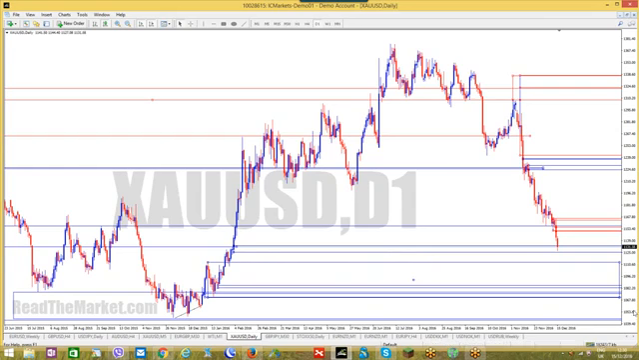So, okay, we have a question, and it is, if we bounce off a monthly level, should we expect the price to run to at least the next monthly level?